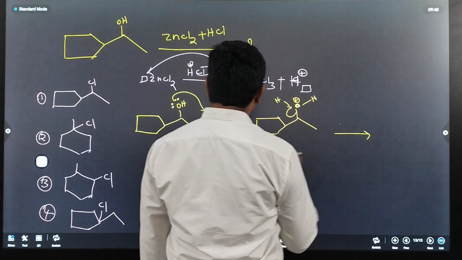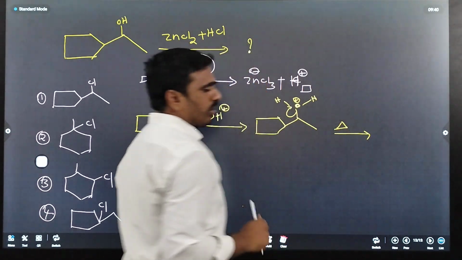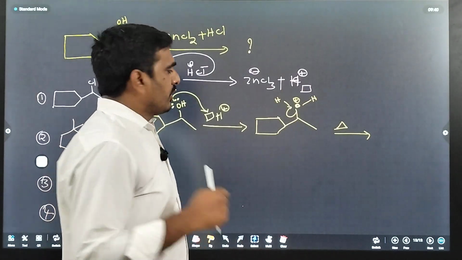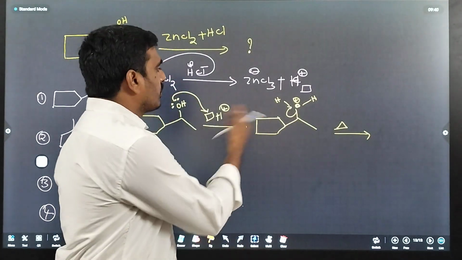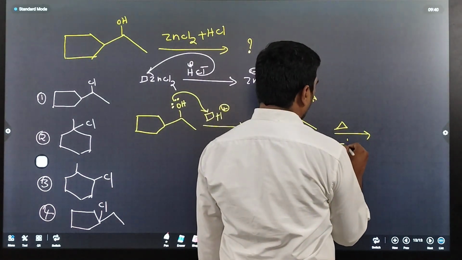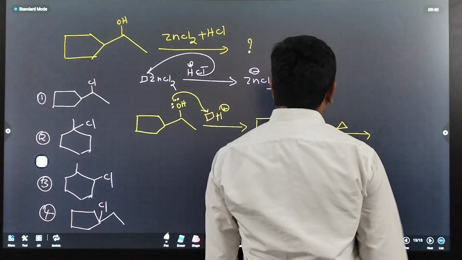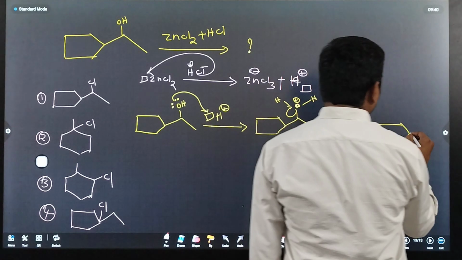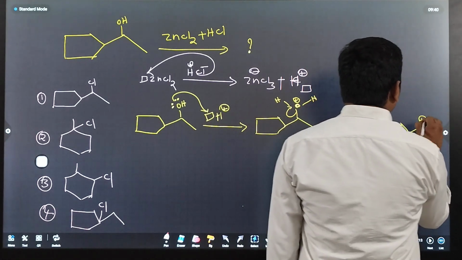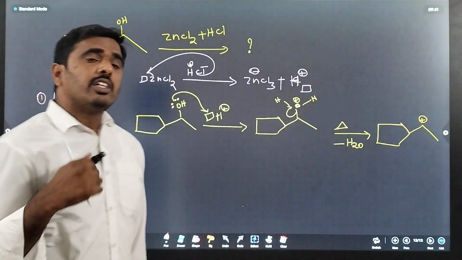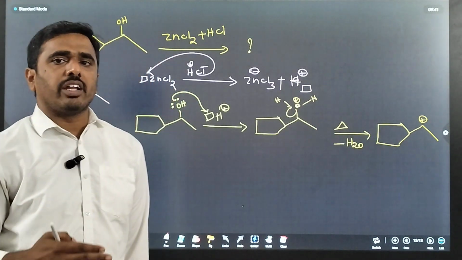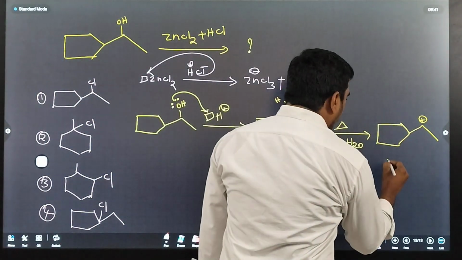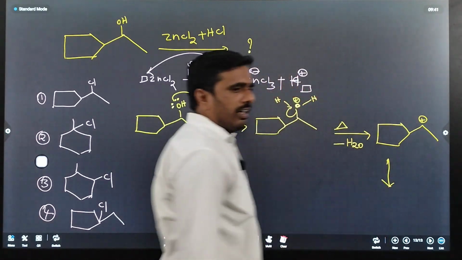Here heat also supports the reaction. If you increase the temperature, entropy also increases, so in this reaction entropy is supported. That's why the water molecule is eliminated, and we get a carbocation. We know that a 6-membered ring is more stable than a 5-membered ring. So that's why ring rearrangement takes place.